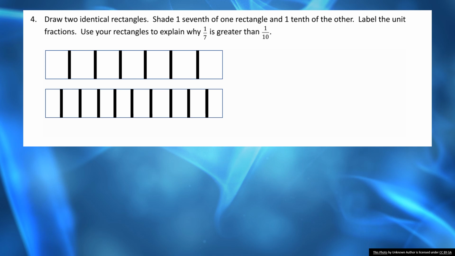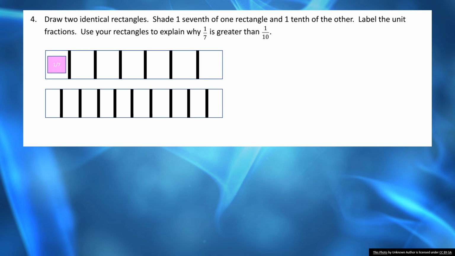Good. Okay, so my top rectangle is in 7ths. My bottom rectangle is in 10ths. I'm going to reread the instructions. Draw 2 identical rectangles. Okay, I've done that. Shade 1/7 of one rectangle and 1/10 of the other. Well, first I had to divide them into 7ths and 10ths. So we did that. And label the unit fractions.